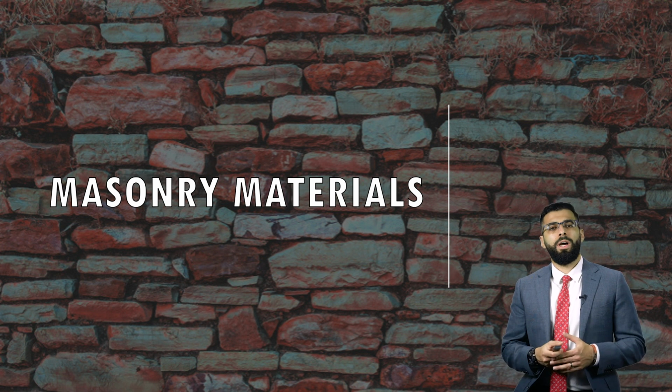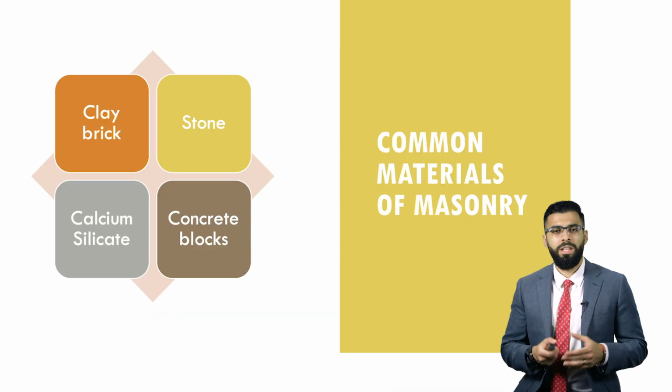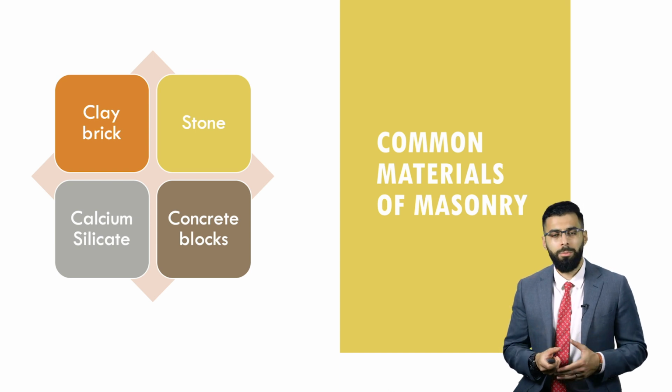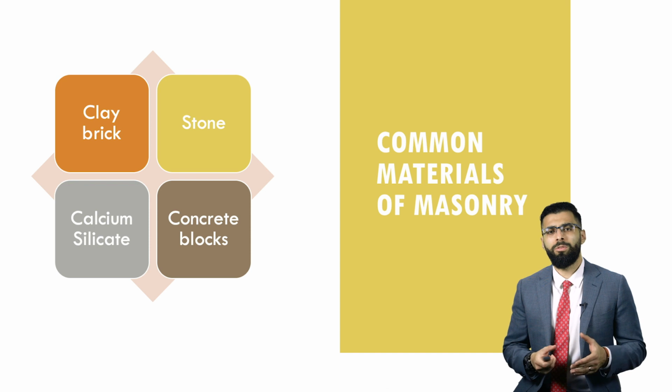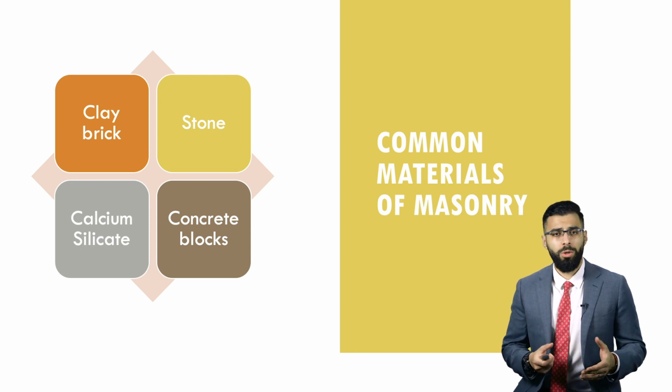So in terms of the materials, what's a masonry structure composed of? These units that you put together in order to build your masonry structure can be composed of one of four main materials. Number one, which is the most common, clay brick. Number two, stone. Number three, concrete blocks. And number four, calcium silicate. Let me go through each one of these now.